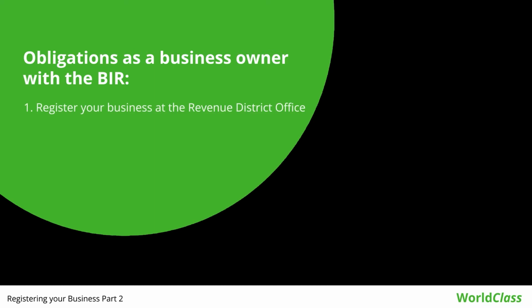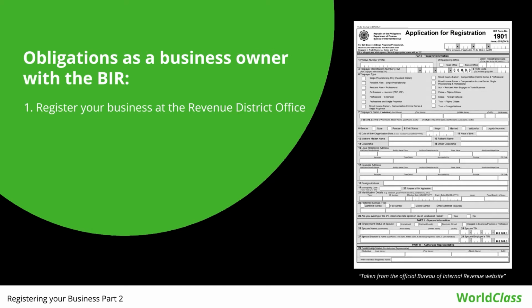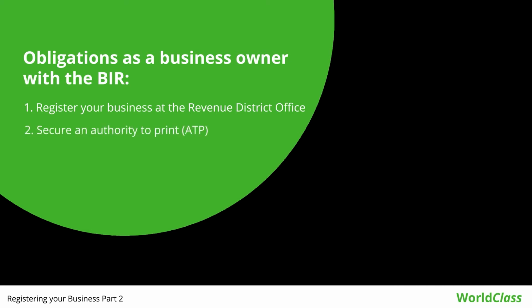1. Register your business at the Revenue District Office or RDO that has jurisdiction over your business by accomplishing a TEAN application form or BIR form 1901. 2. Secure an authority to print or ATP so that you can print invoices and receipts for your business transactions. 3. Register your books of accounts, which can be manual, loose leaf, or a computerized accounting system.